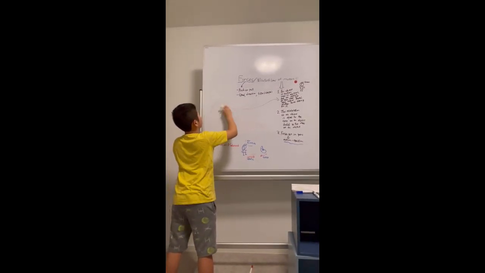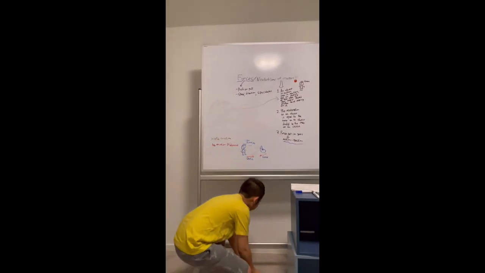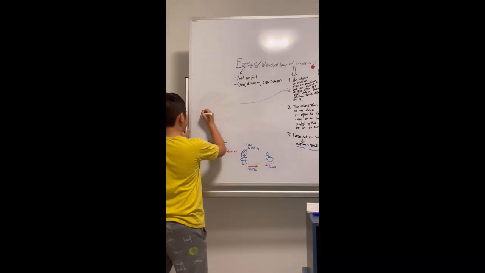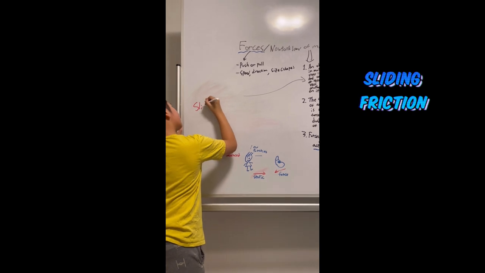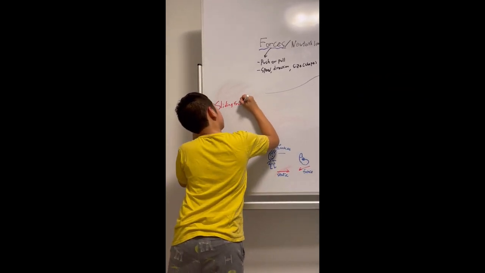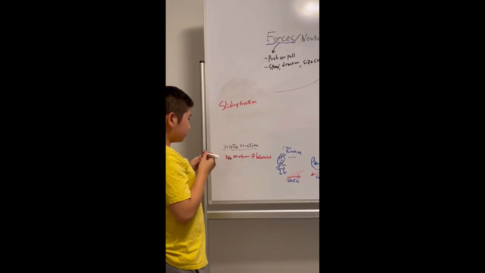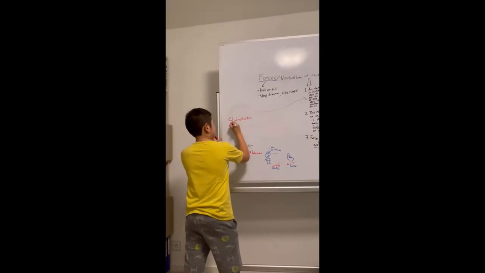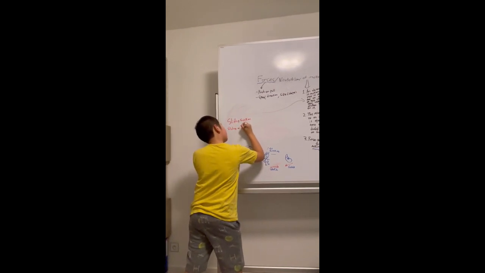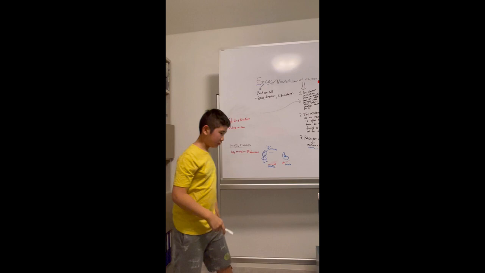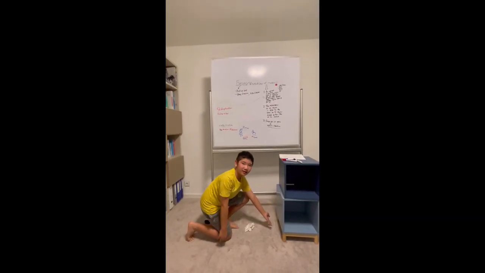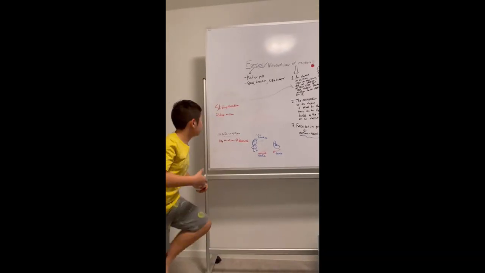Okay, so from here, I will have sliding friction. Do you know what sliding friction means? As it says, it's sliding. So I'll also have a drawing here. It's a sliding motion. You know what sliding is, right? It's probably like this. This is sliding.